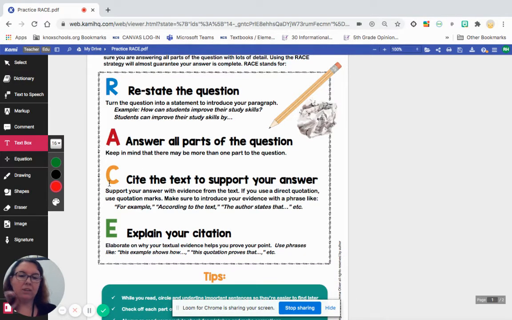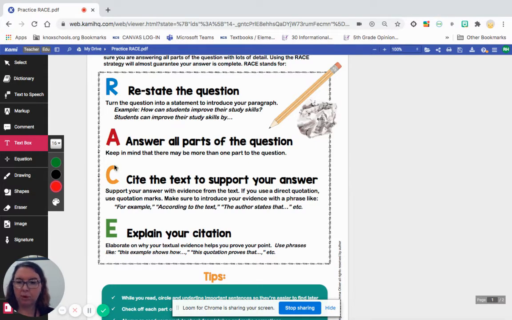C is where things get tricky. This is where you have to go back in the text and find some examples or evidence that backs up what you think the answer is. A good way to start this sentence is, for example, according to the text, the author states. This is a good tool to help you remember how to start these sentences, because it's a lot to remember.